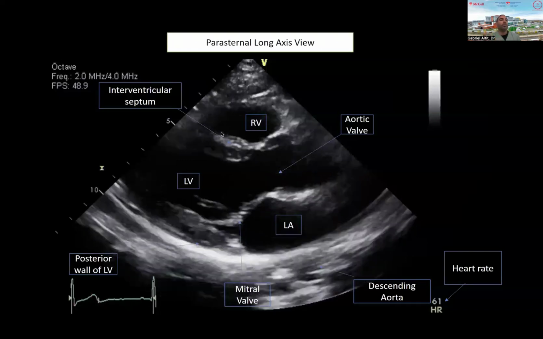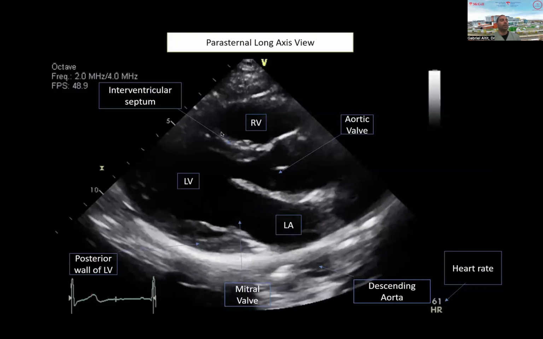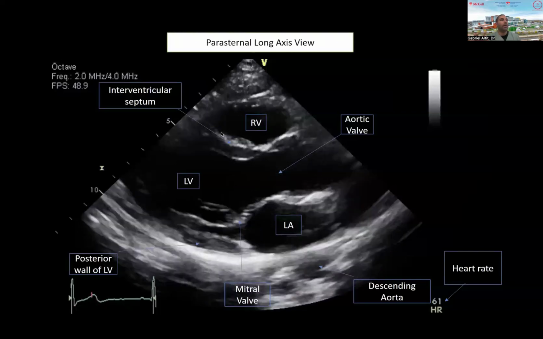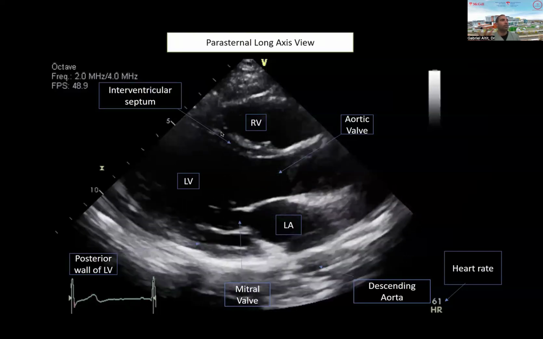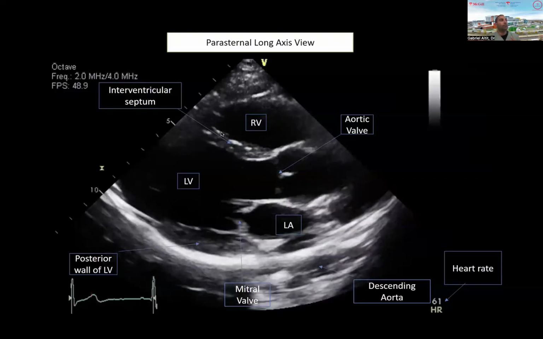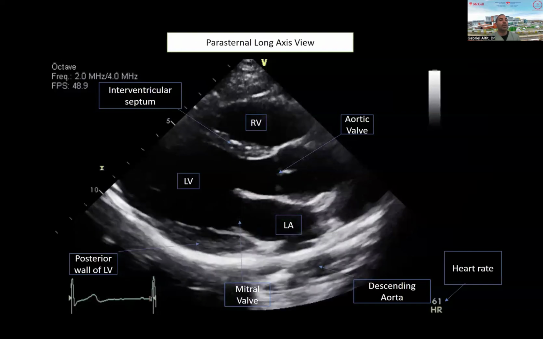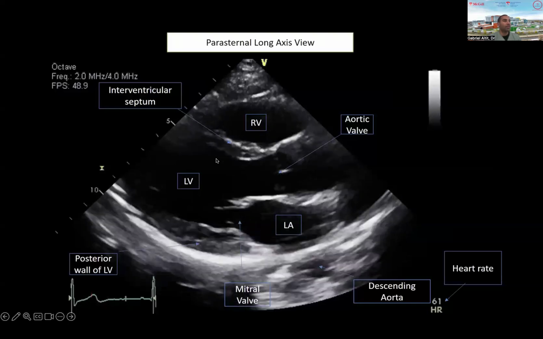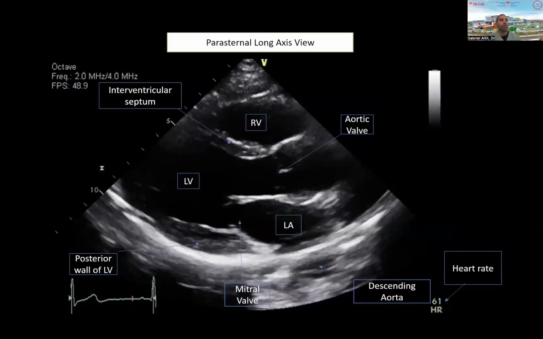So already right on with this view, you could start seeing, oh, this is odd, if you had something called a double discordance that they sometimes call CCTGA, which is a congenitally corrected TGA, where your RV is going to be connected to the left atrium and the aorta. And typically you'll see that the attachment of this valve will actually go to the septum, because it's a tricuspid valve, and the tricuspid valve has multiple attachments and some of them go to the septum.